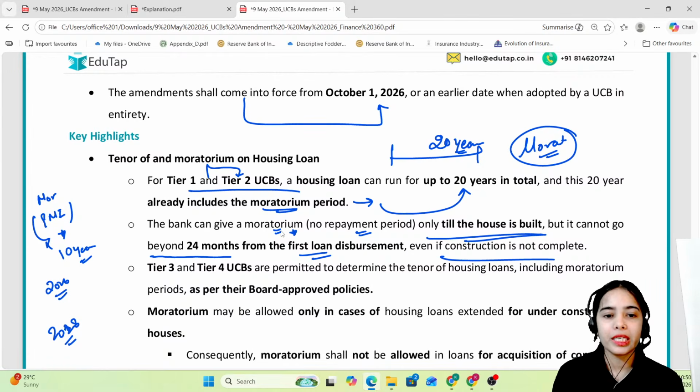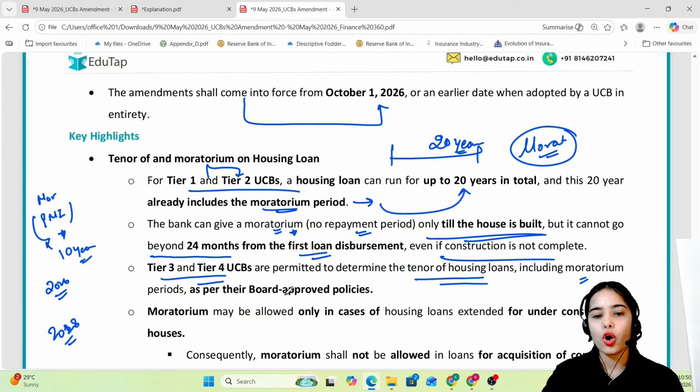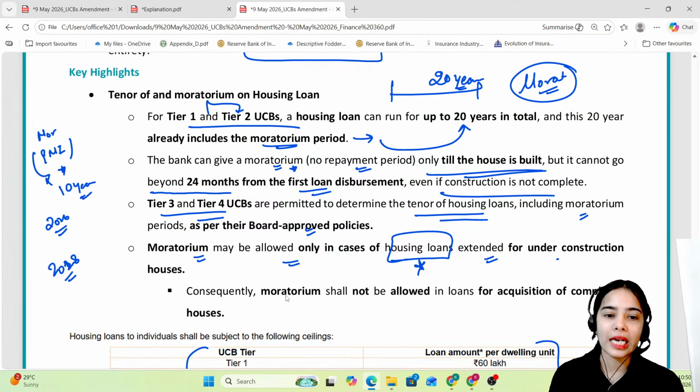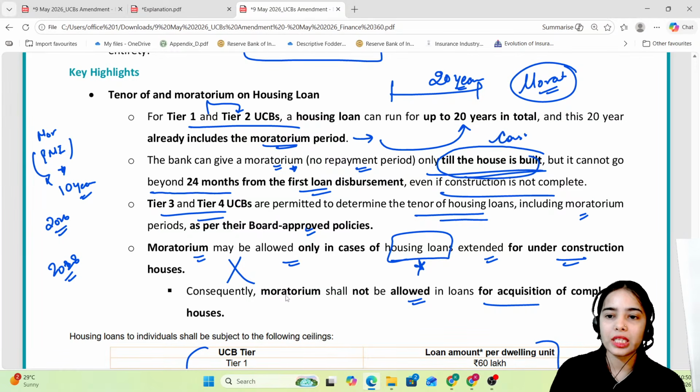Tier 3 and tier 4 UCBs can decide their own tenure of housing loans, including the moratorium period also, because they are the big UCBs. They can take these kinds of decisions on the basis of the board approved policy. Moratorium may be allowed only in cases of housing loans extended for under construction houses. That means the moratorium period cannot be allowed in loans for acquisition of completed houses. Moratorium can only be given during the construction phase. But if the house is already built, then no moratorium period should be given.